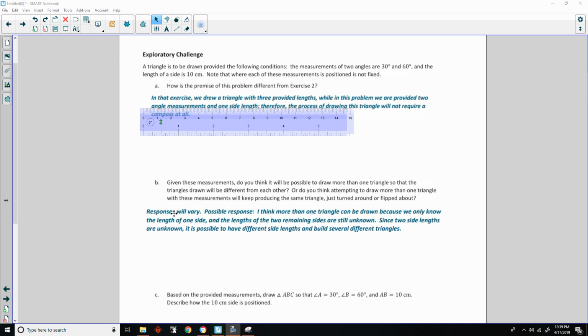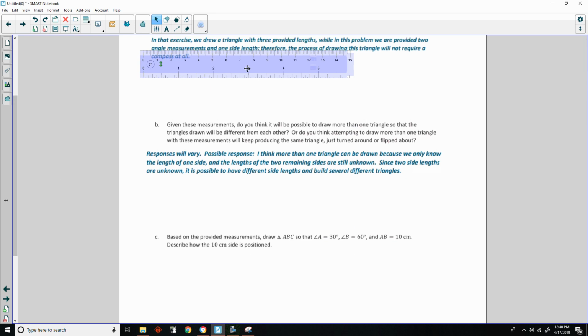Okay, so answering this question, responses will vary. Possible responses would be, I think more than one triangle can be drawn because we only know the length of one side, and the lengths of the 2 remaining sides are still unknown. Since the 2 side lengths are unknown, it is possible to have different side lengths and build several different triangles. Okay, so that's one possible response.